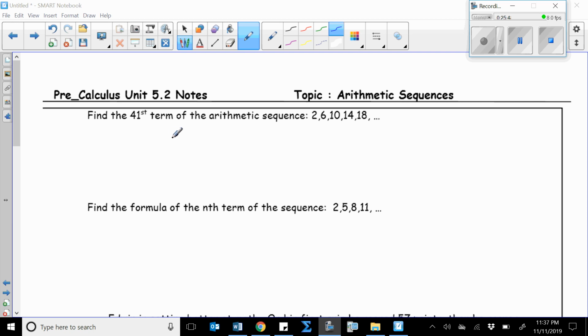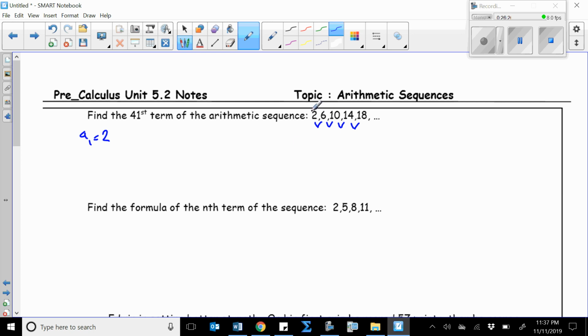Now in this example, we want to find the 41st term of the arithmetic sequence, which is given as 2, 6, 10, 14, and 18. So let's have a closer look at this sequence. The first term is given as 2. This is an arithmetic sequence. That means the difference between any two successive terms is going to be the same.